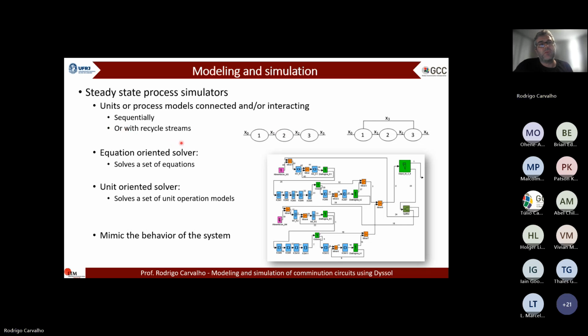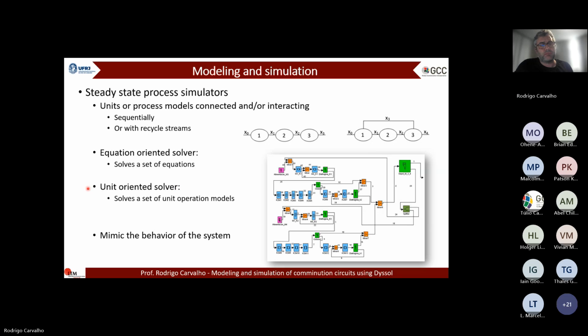Or you can have the units and process models organized with recycle streams, just as in this picture on the top right. So unit 1 passes its output to unit 2, then to 3, and then you have a final product, the X4 stream, but unit 3 also returns this stream X3 to unit 1. So this is a recycle. So you can solve this type of unit diagram using an equation-oriented solver, which basically collects all equations describing this process, identifies the unknown variables, and then organizes them in order to find this unknown variable set.